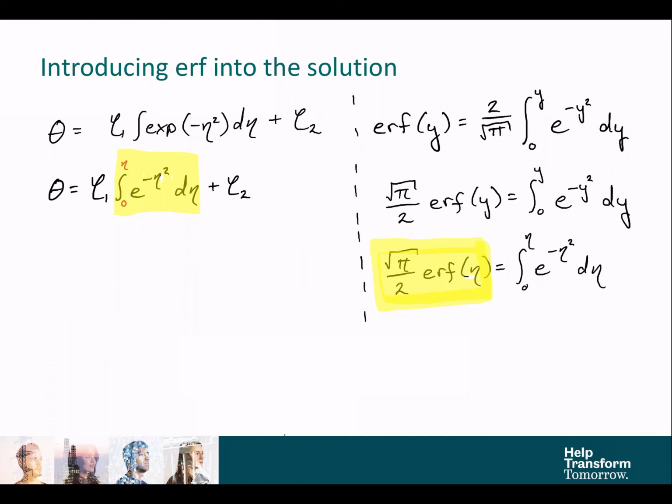So these two highlighted functions are equivalent. And what I'm going to do is plug in the expression for the error function into our heat transfer solution. And so our solution then becomes a function of the error function, and I'm going to lump together all of the constants into another constant. We'll call that C1 double prime, just to simplify the algebraic expression.